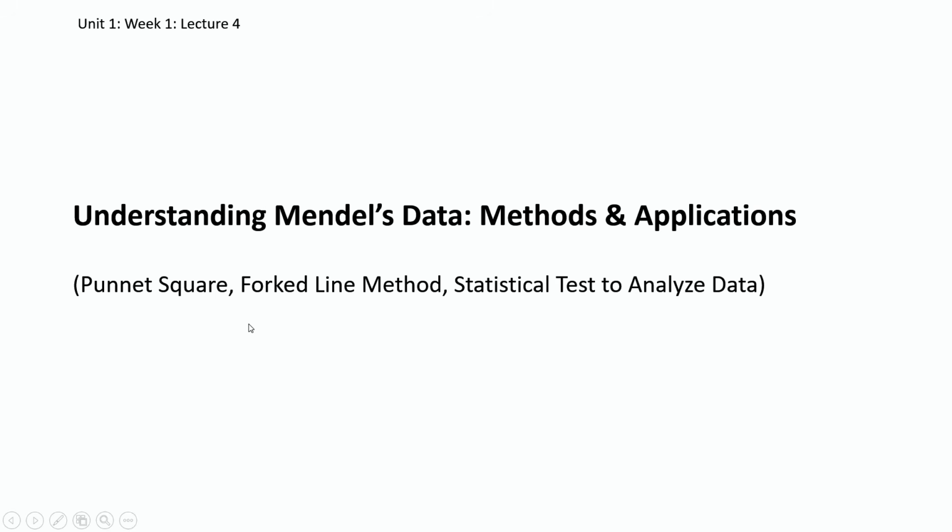In this class we are going to talk briefly about one more method that helps us work out different genetic combinations, which is the fork-line method. We already discussed the Punnett square, so I'll just touch upon that briefly, and then our focus will be the statistical method to analyze Mendelian data. Last time we covered probability, and in today's class I will be discussing the chi-square test.